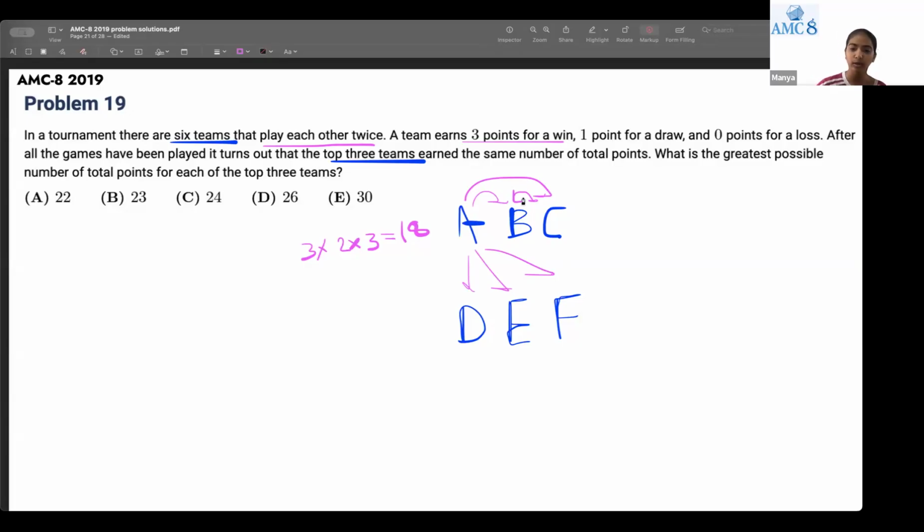So A has to win with B once, B has to win with A once, A has to win with C once, C has to win with A once, B has to win with C once, and C has to win with B once. And so that means that A will win 6 points, B will win 6 points, and C will win 6 points as well. Here, let me draw this right here. A, B, and C.